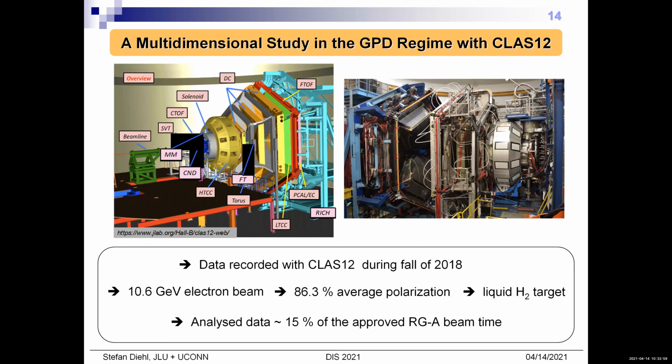So here you can see the new CLAS12 detector, which has been operating in Hall B of JLab since 2018. The data I'm using for this analysis was recorded during the fall of 2018, where we had a 10.6 GeV electron beam with 86.3% average polarization interacting with the liquid hydrogen target. I have to mention that the analyzed data is around 50% of what is approved so far. So the future will significantly increase the accuracy of these results.